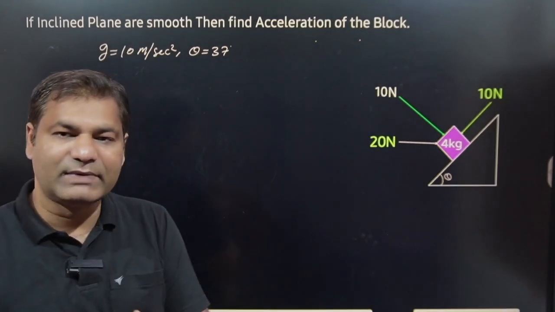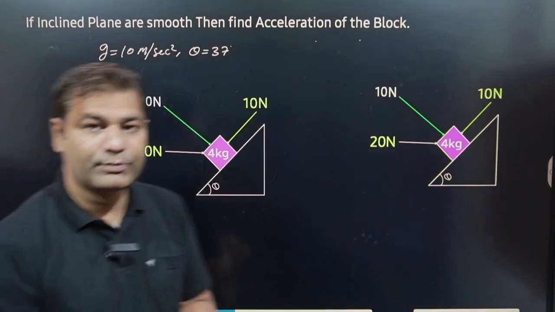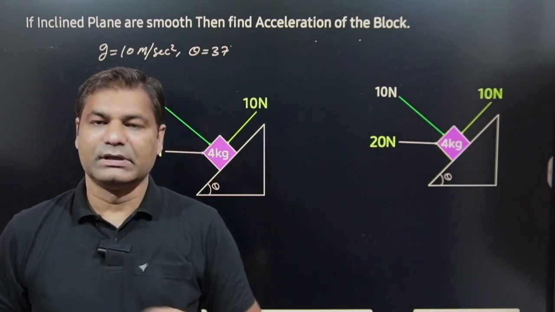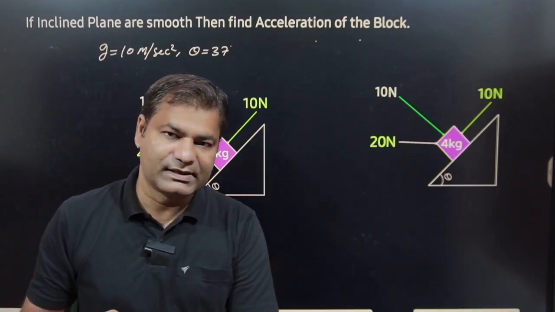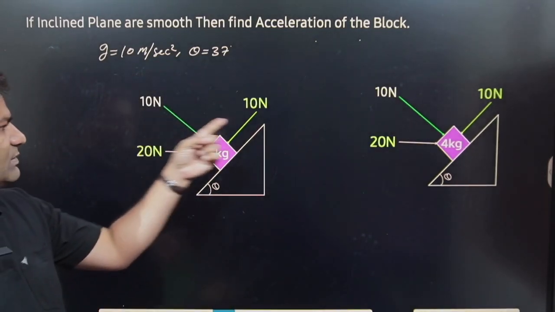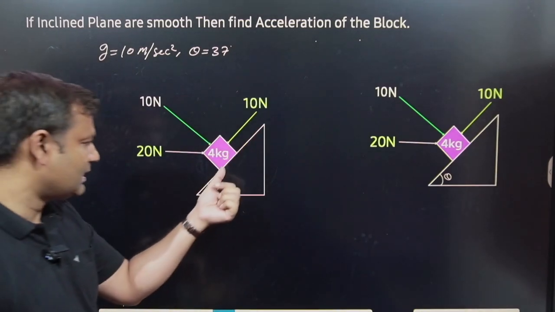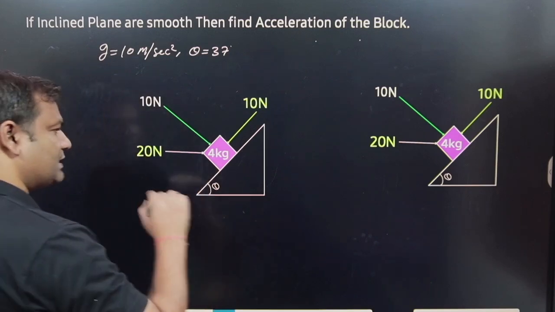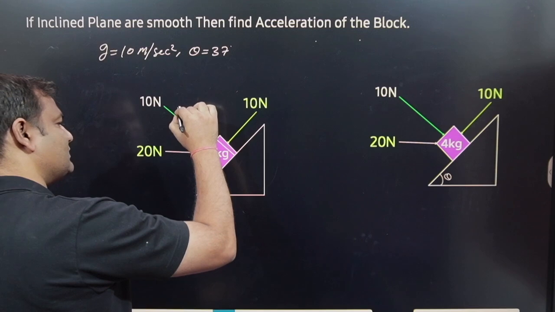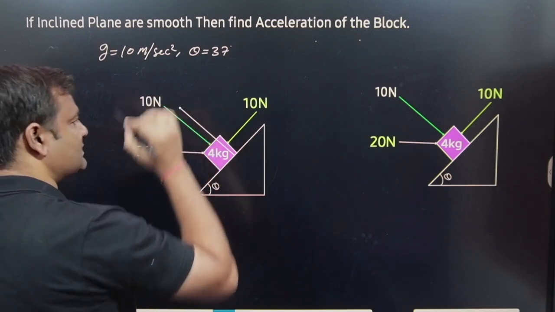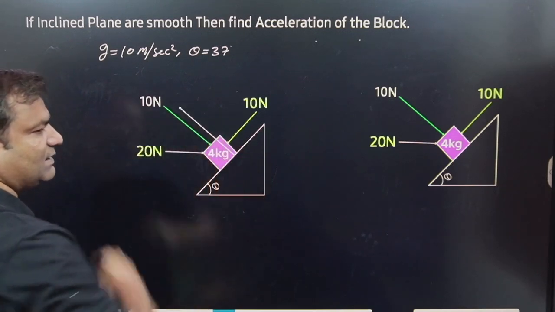So how can we make the free body diagram of the 4 kg block? Look here very carefully. In a free body diagram, we first focus on direct contact forces and after that indirect contact forces. Direct contact forces are applied by this one, this one, this one, and the inclined plane also. The force applied by the inclined plane on the 4 kg block is always perpendicular to the surface, in this direction.